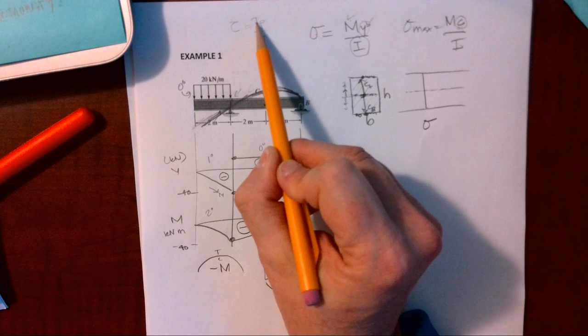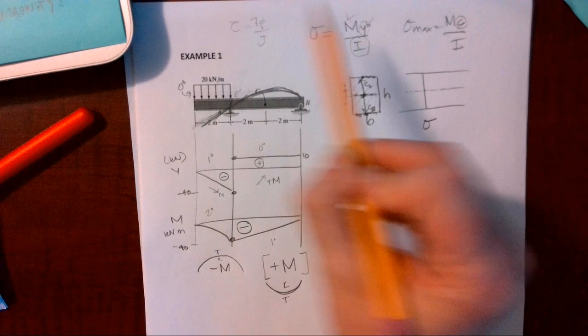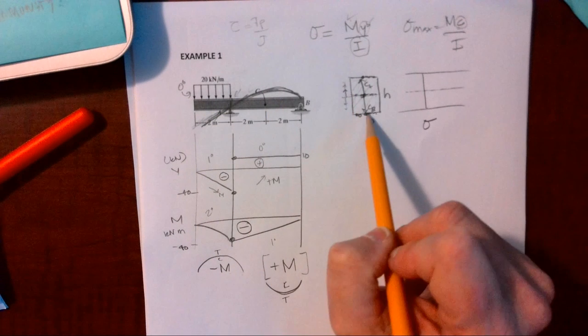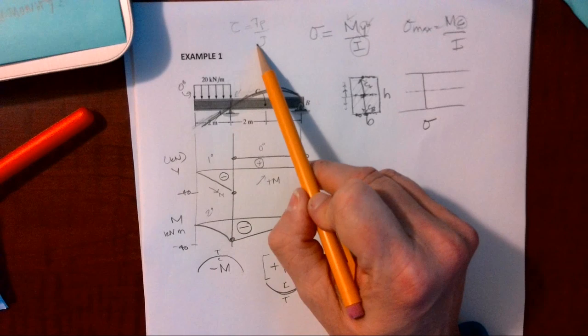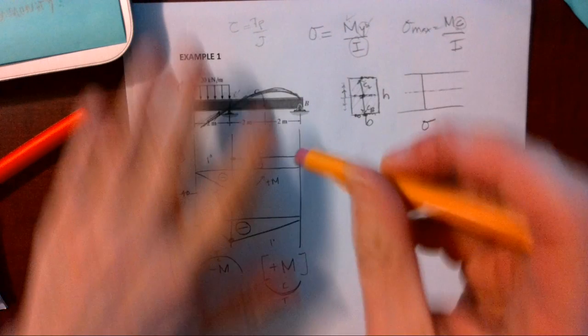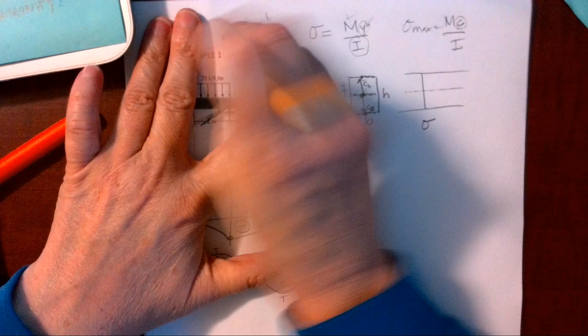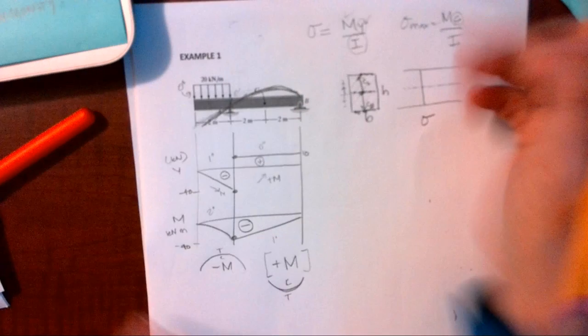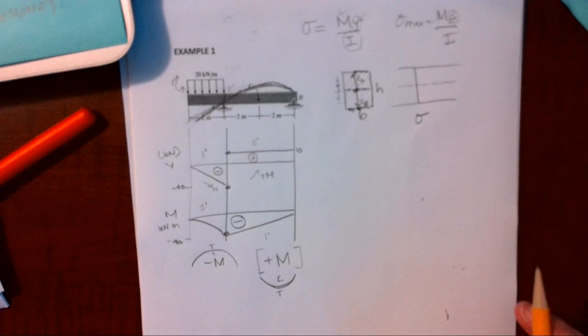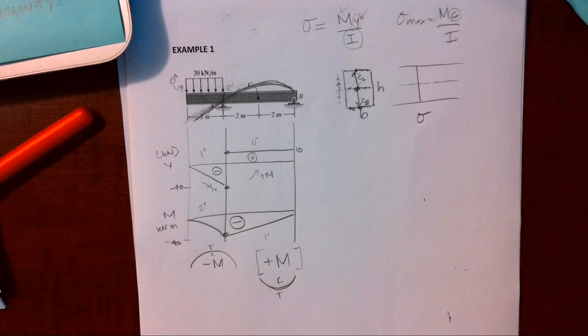Rho is radial distance, Y is distance up or down. J is polar moment of inertia, I is moment of inertia in bending. Okay, so these stress equations all begin to look the same, and you truly need to understand the variables in each of them and how that stress then is distributed.